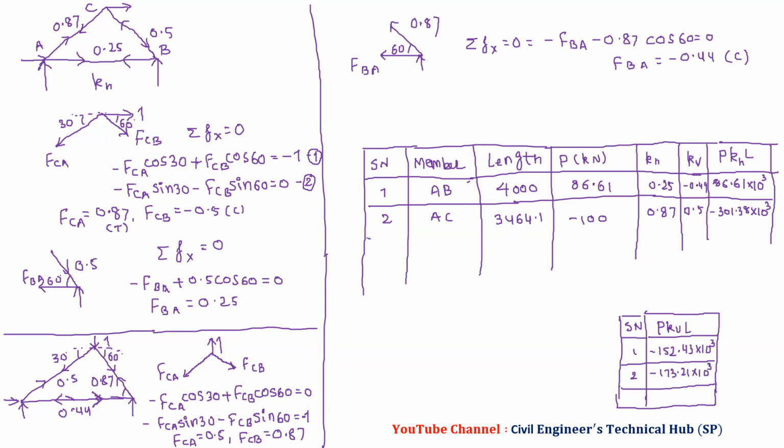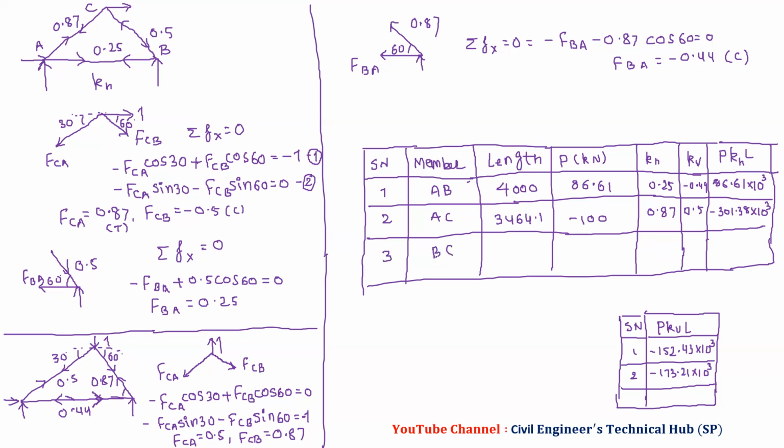And then we have third. So third member we have BC. So we have third BC, and then 2000 length, minus 173.21, then minus 0.5, 0.87, then 173.21, minus 301.39 into 10 raised to 3.